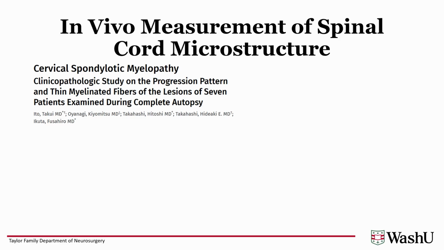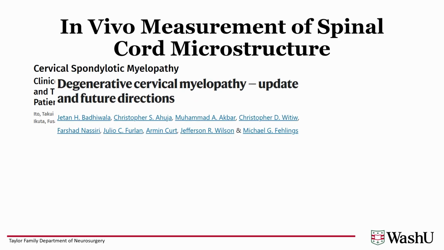There has been work on cadaveric specimens and from autopsies that finds there are more inflammatory cells on the dorsal side of the spinal cord in patients with degenerative cervical myelopathy. However, there's no evidence from living patients because that cannot happen.